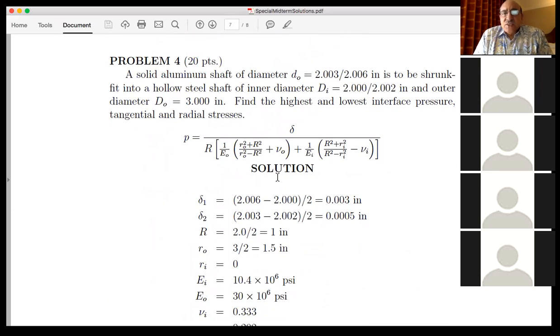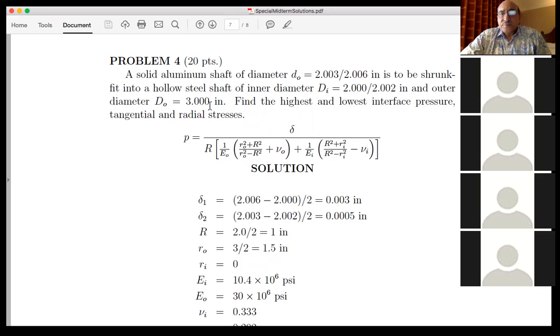The next problem is on stress also, and this problem is also typical, in which we're given an interference at an interface between two shafts. One is a solid aluminum shaft, and it's being shrunk fit into a hollow steel shaft, so one aluminum, one steel, and we wanted to find the highest and lowest interface pressure for that. The solid aluminum shaft doesn't have exact dimensions. It has 2.003 up to 2.006, meaning it has this range of dimensions, and the hollow steel shaft has a range of dimensions for the inner, from 2 to 2.002, and the outer is fixed at 3.